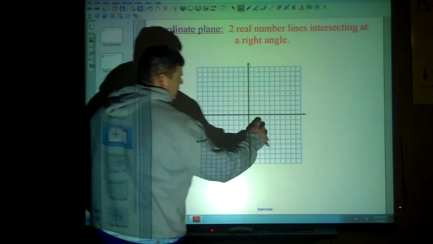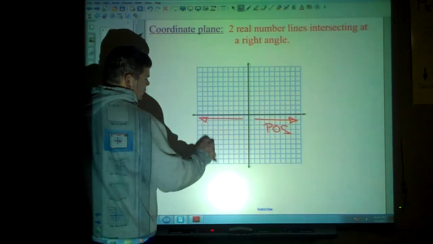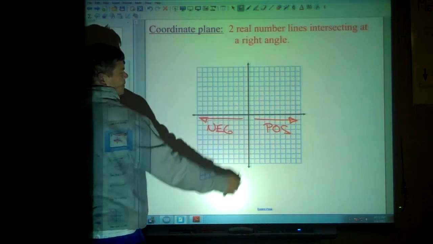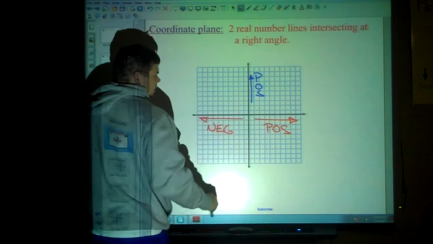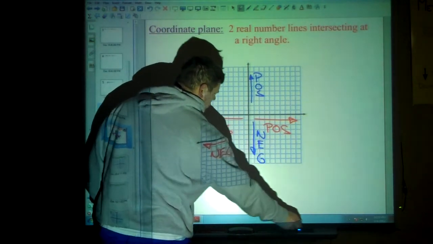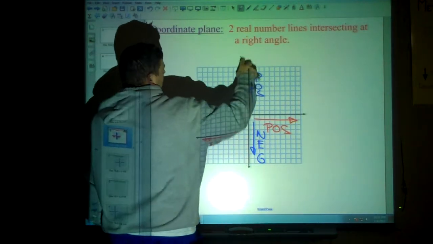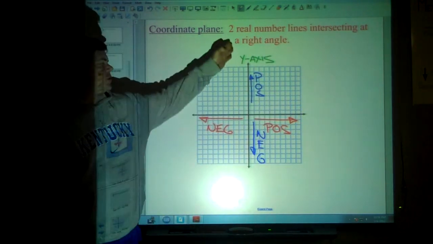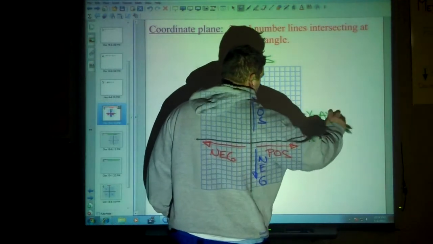And to the right, you would have values that are positive. And to the left, you would have values that are negative. Well, there's another number line that's going vertical, and the numbers that are going up are positive, and the numbers that are going down are negative. We also refer to this number line as the y-axis. That's the y-axis. And we refer to the horizontal line as the x-axis.